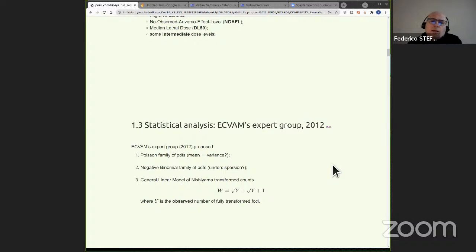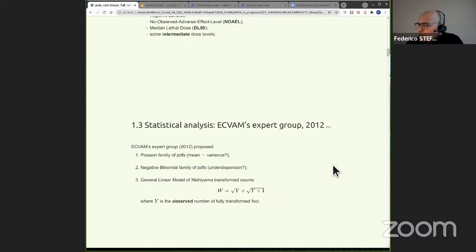But unfortunately, in my experience, the Nishiyama transform can work quite badly. In one case study, I obtained an estimated probability for the event number of foci less than 0, so an impossible event, a probability larger than 0.19, which is a huge probability.